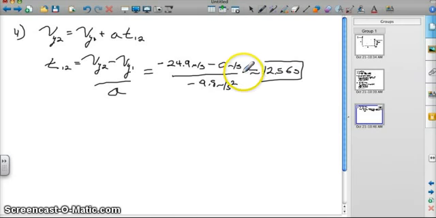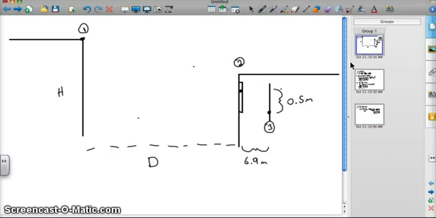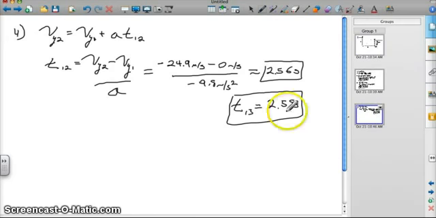Now I can use the total time. The time from 1 to 3 would just be the sum of the two times I just found, so 2.58 seconds. I can use this total time to figure out how far the bullet fell altogether, and that'll give me the height difference between the bullet embedding into the wall and the top of the building, and that was one of the quantities I was looking for.